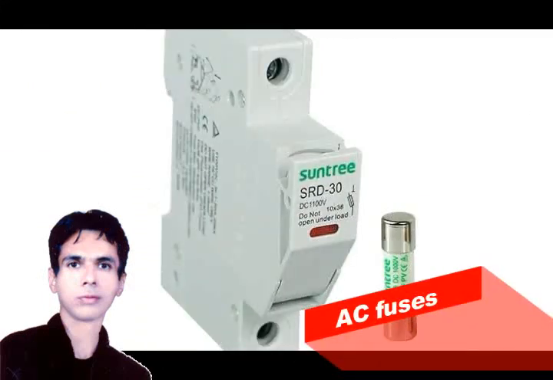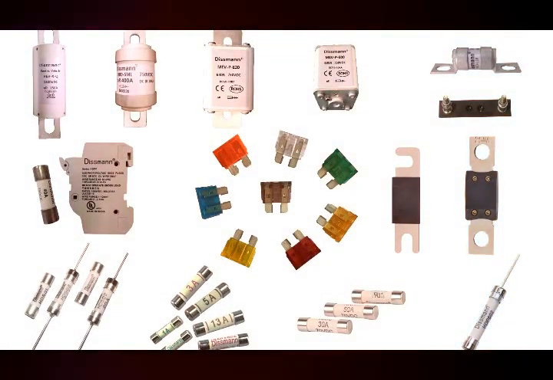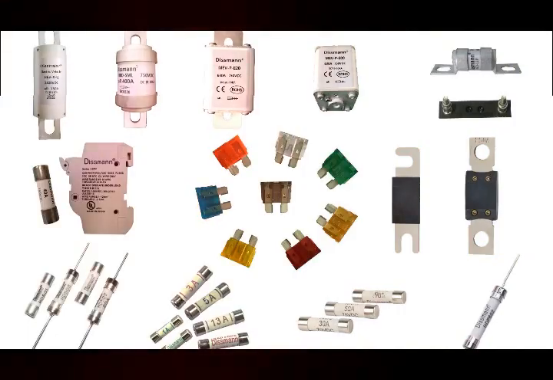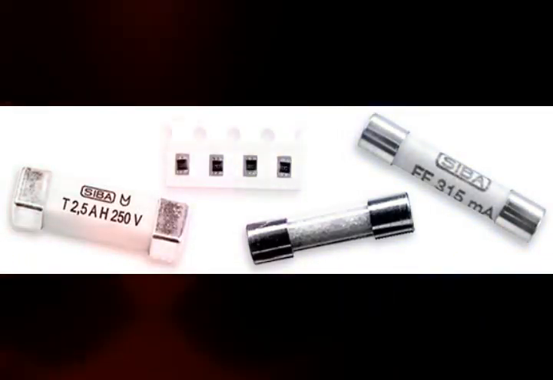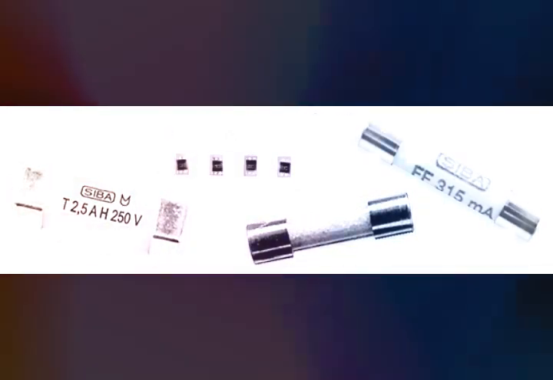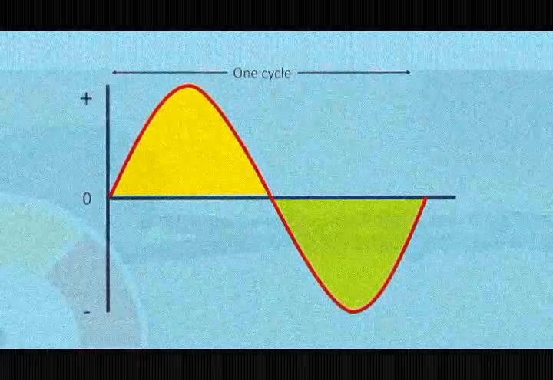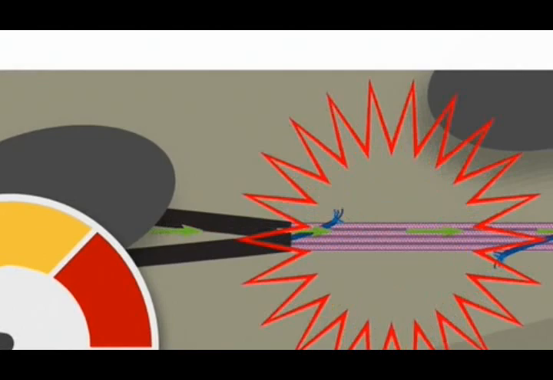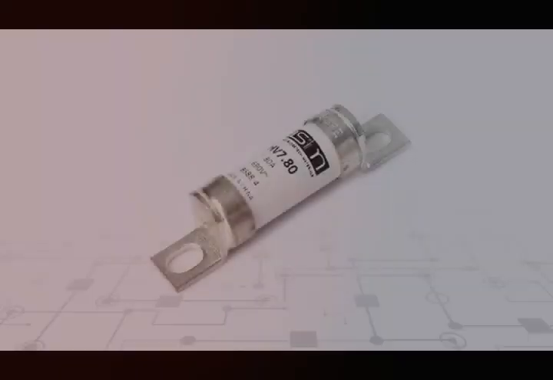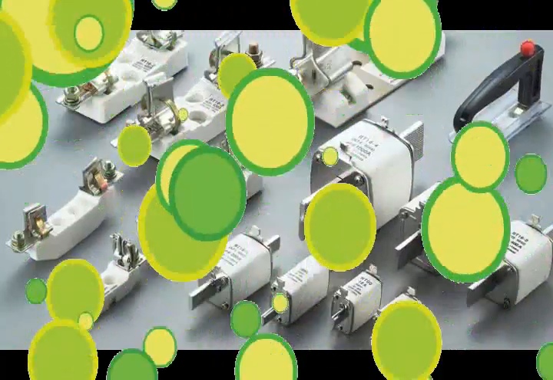AC fuses. Another type of fuses are AC fuses, which are divided into two separate categories of LV and HV fuses. AC fuses are usually manufactured in small sizes. Every second these fuses oscillate between 50 and 60 times from minimum to maximum current. For this reason, the possibility of arcing between the melted wires is very low.